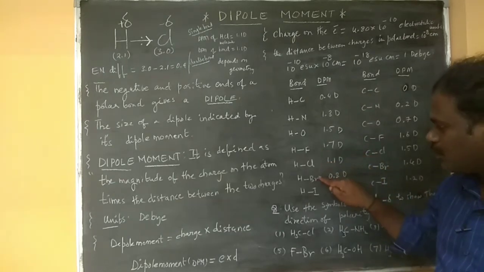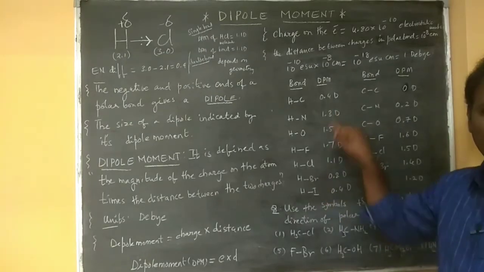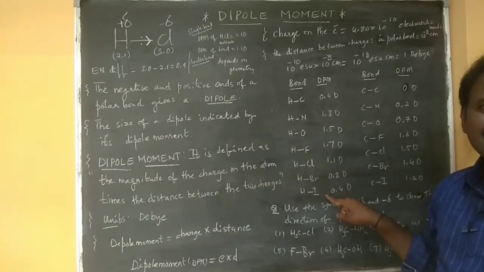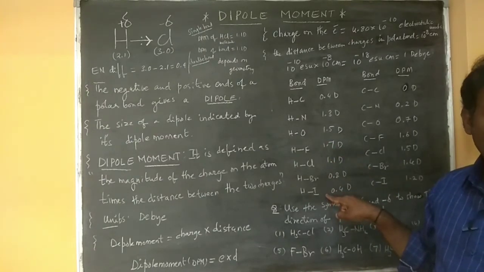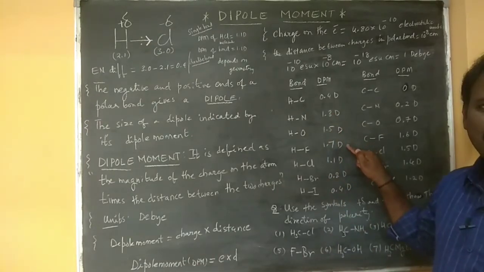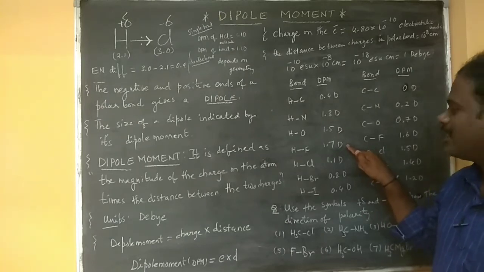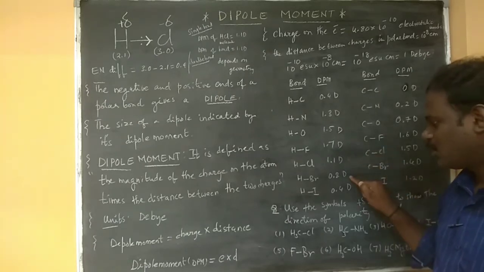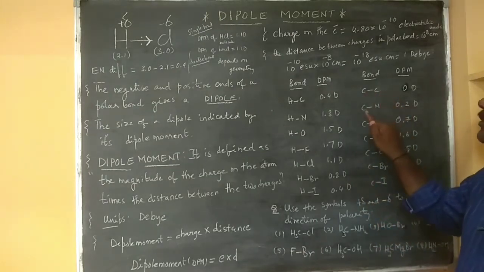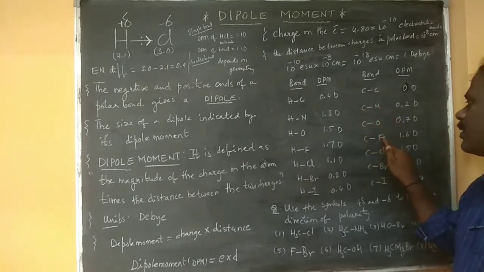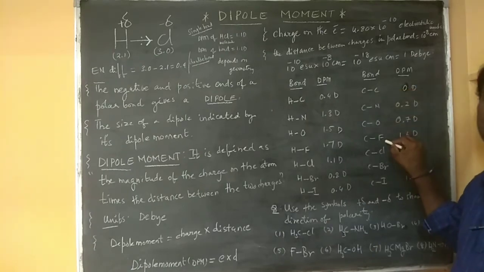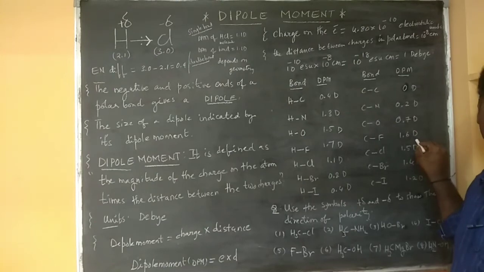Similarly fluorine, chlorine, bromine, iodine are elements of one group. In this group, from top to bottom there is a decrease in electronegativity. So that's why dipole moment also decreases: 1.7, 1.1, 0.8, 0.4, like that. Similarly carbon-carbon, carbon-nitrogen, carbon-oxygen, carbon-fluorine. With increasing electronegativity from carbon to fluorine, there is an increase in dipole moment.